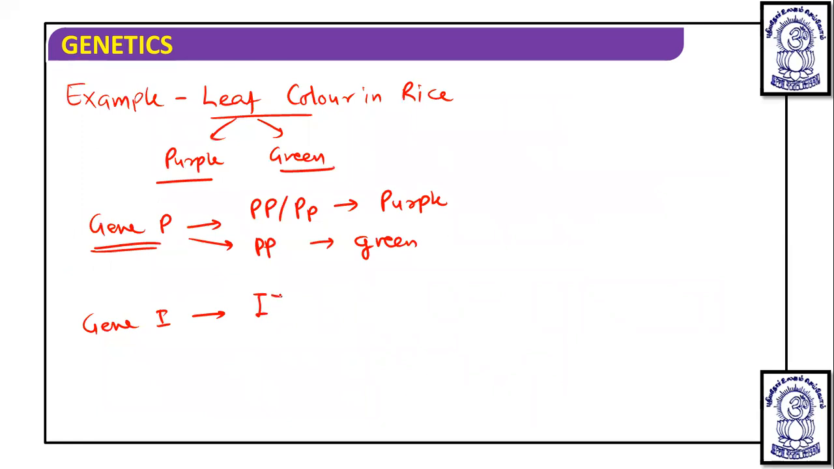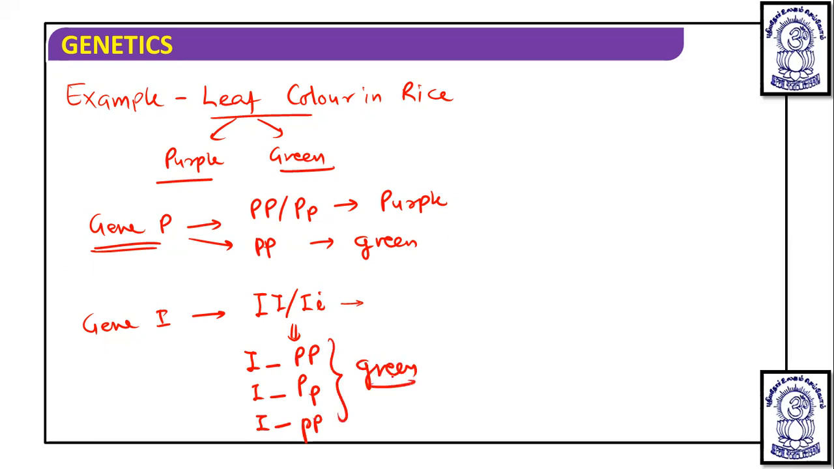And when capital I gene is present along with this one, then you can see what condition will be obtained. Capital P, capital P, capital I, capital I; small i, capital P, small p, or capital I, small i; or capital I, small p, small p. In all these conditions, it is going to produce a green product because it inhibited the effect of gene P.